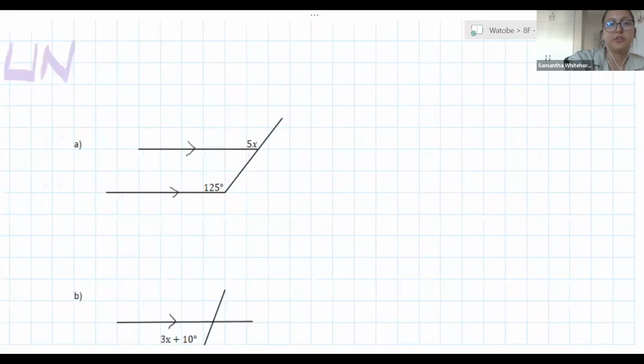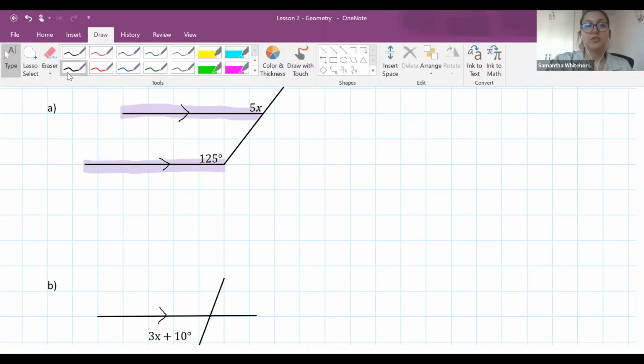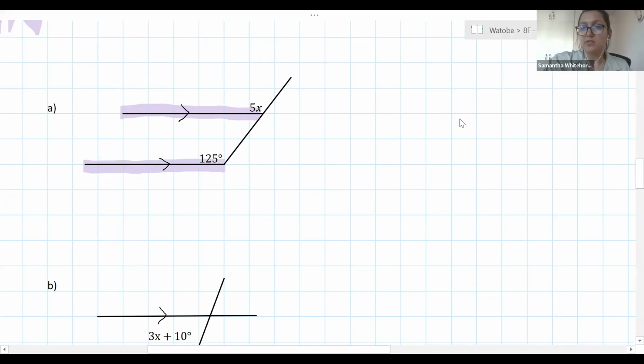Okay, but let's have a look at our first question here. So here we've got question A. We've got two parallel lines. Now remember, I know that these are parallel because they've got the arrows on them. So those are my two parallel lines. And I've got an angle of 5x and 125, and I want to get the value of x. So does anyone want to give me a suggestion of how or which reason I can use to find x?